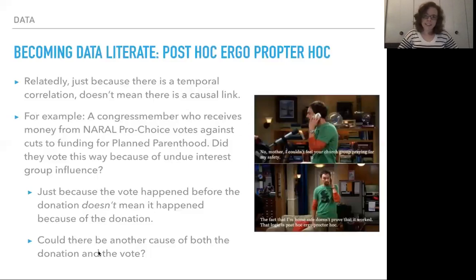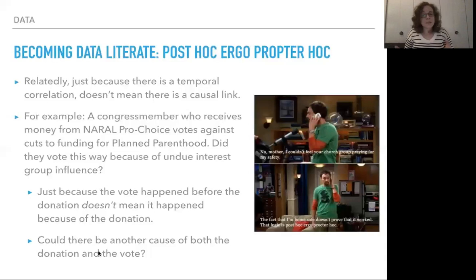Did they vote against the assault weapons ban because they were bought and paid for by the NRA? In other words, did that vote, just because it happened after the NRA gave them money, happen because the NRA gave them money? Actually, probably not, right?